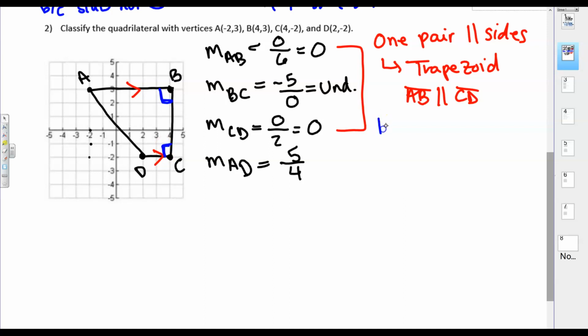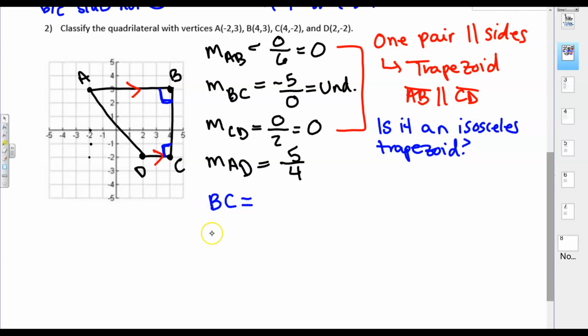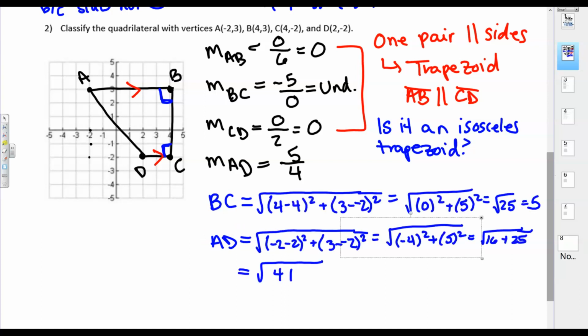I now need to see, is it an isosceles trapezoid? Okay, so I'm going to do that by finding the non-parallel sides. BC is non-parallel and AD is non-parallel. So I'm going to find the length of both those sides. Guys, take a minute and do that now on your paper. So I end up with BC equal to 5 and AD equal to root 41. I therefore know that BC does not equal AD. Therefore, this is not an isosceles trapezoid.